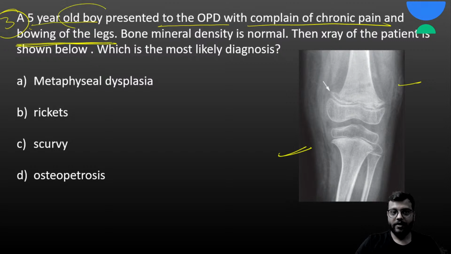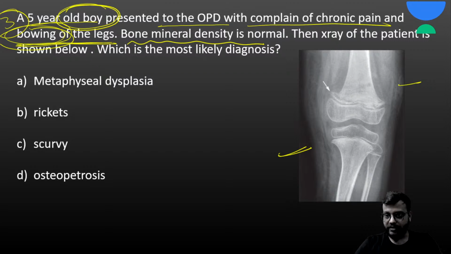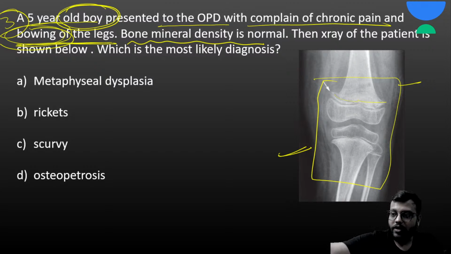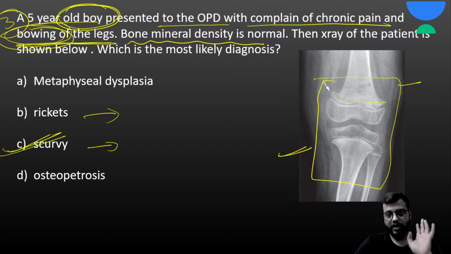So first of all, a 5-year-old boy, chronic pain of the legs and bowing of the legs, bone mineral density is normal. In the X-ray here you can see there is calcification, and this is a typical X-ray where you'll see this calcification here. This is your typical X-ray of scurvy, with the Wimberger sign and all. And it is between scurvy and rickets that the confusion happens.